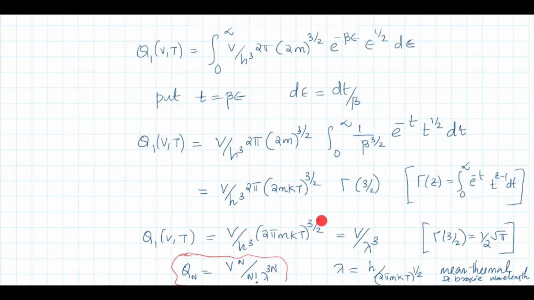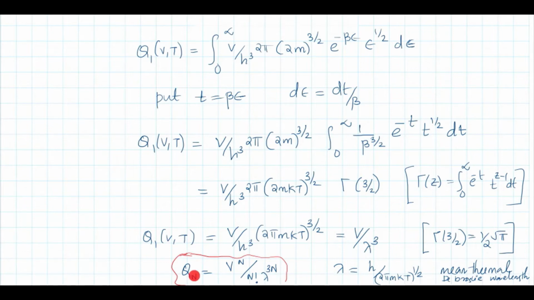And I will introduce a quantity which is known as the mean thermal de Broglie wavelength, and it is given by λ equal to h divided by (2π m kT) raised to half. This is known as the mean thermal de Broglie wavelength. It is a measure of the wavelength associated with the particle which is having an energy kT. Now, if you substitute that value here, you will get V by λ³. Therefore, this is Q1.